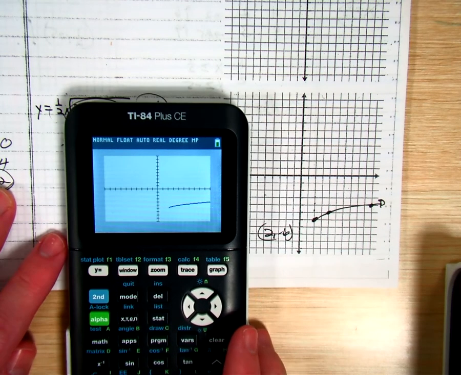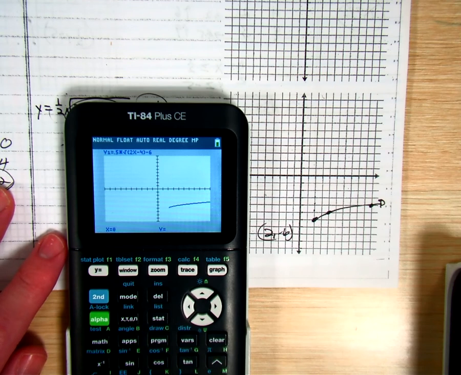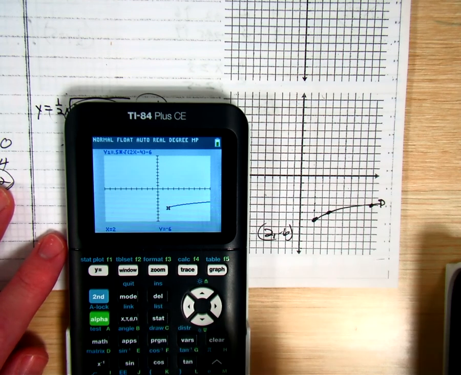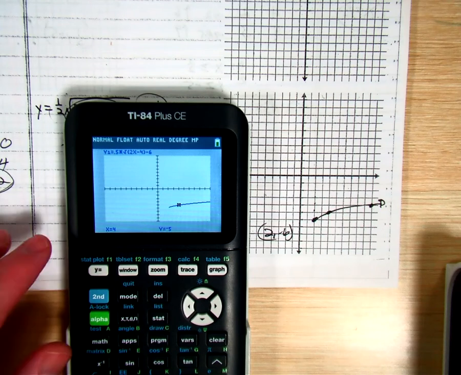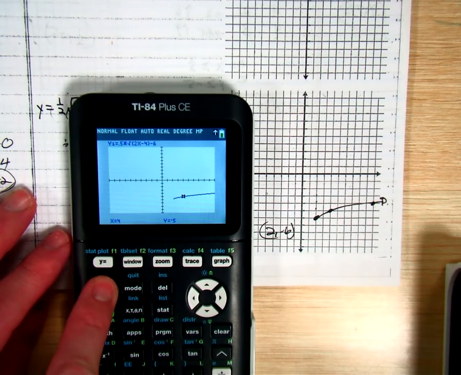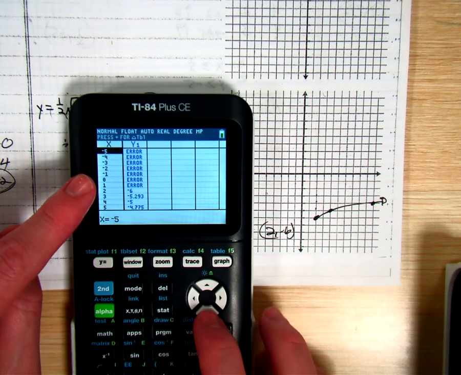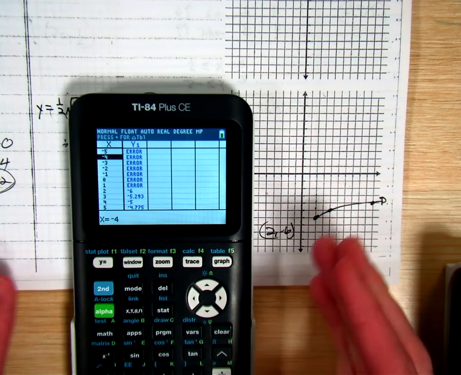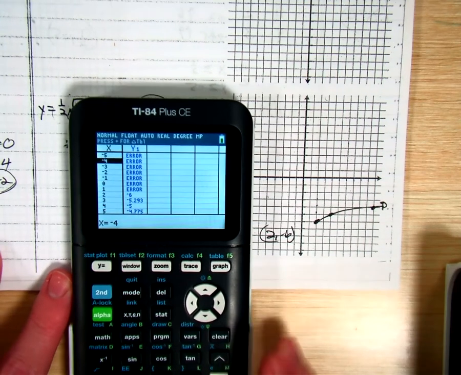You can use trace to find some nice points if you want to push trace and double check. Like 2, enter. Yep, 2, negative 6. 3, enter. Not very pretty. 4. Okay, 4, negative 5. We had that one. All right, another really easy way to do that is second table. All right, we have all these errors up here because our graph starts here and it does not go backwards. So all these spaces back here are going to say error.